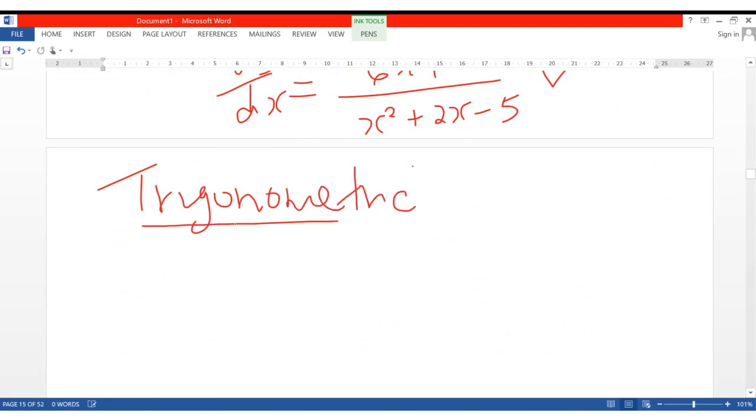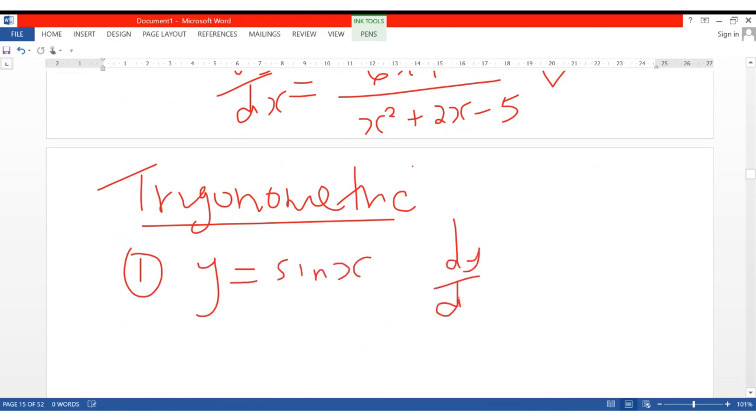From the table, I'll only do 2. You'll go back to the notes, you'll be able to find others. The first one, when y is equals to sine x, when I differentiate, I get dy over dx. This one I should be able to get cos x. That is from the table.